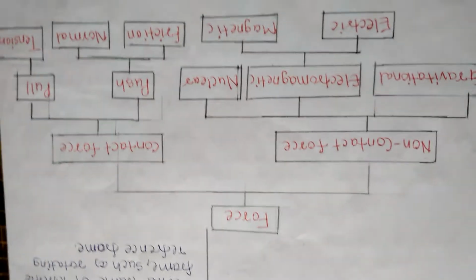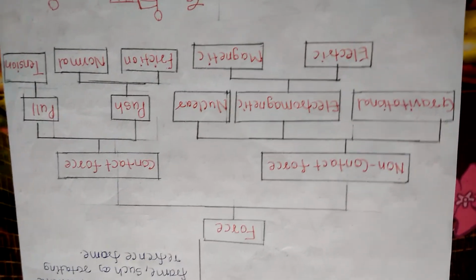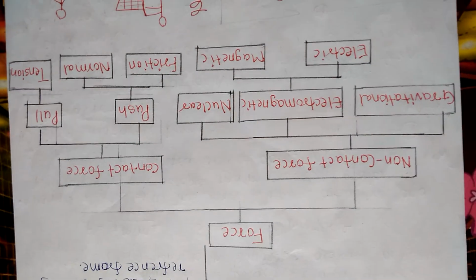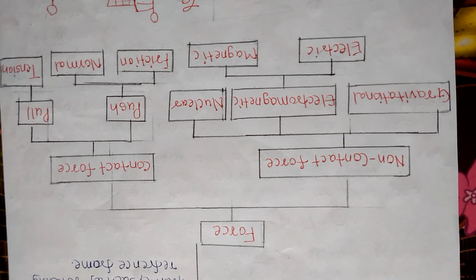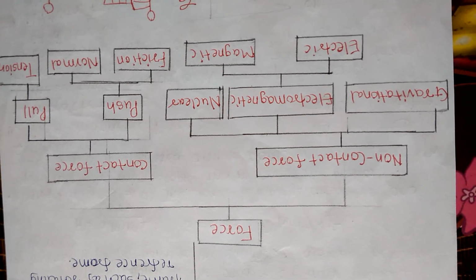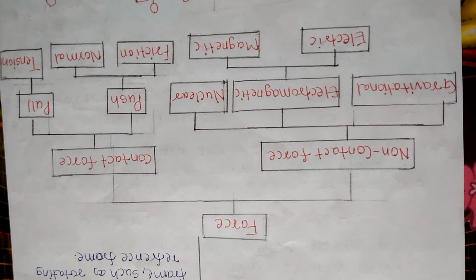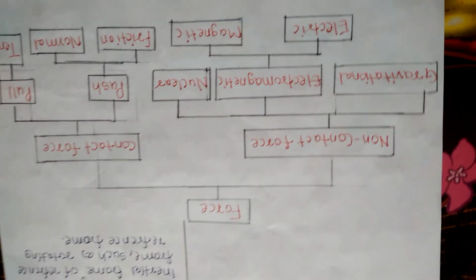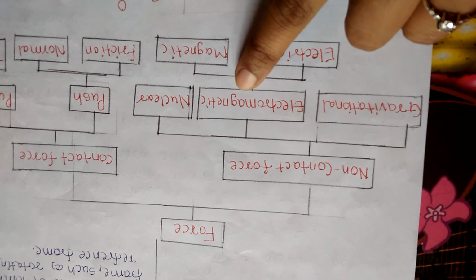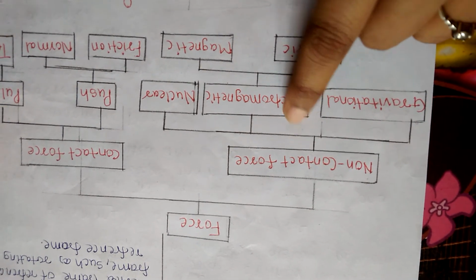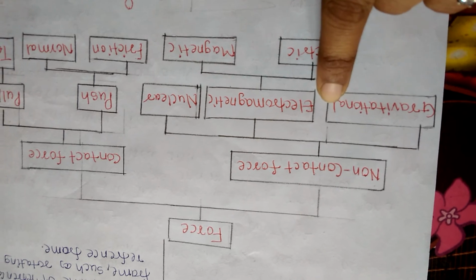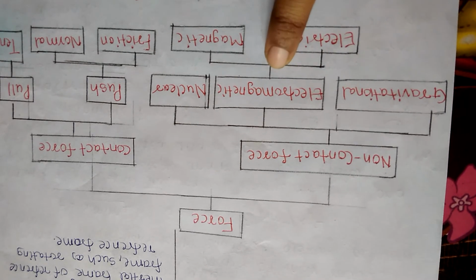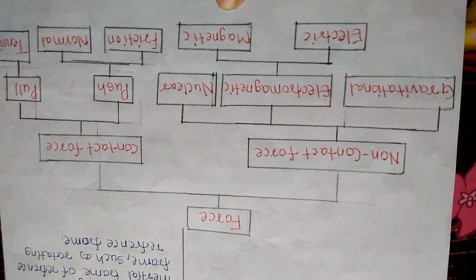Now, force is further classified into general forces: non-contact force and contact force. As we know, force is the external agent that produces motion or tends to produce motion, or stops motion or tends to stop motion. So basically, there are two types of force, given here with some classification. In non-contact force, there are three parts: gravitational force, electromagnetic force, and nuclear force. Further classification of electromagnetic force is electric force and magnetic force.